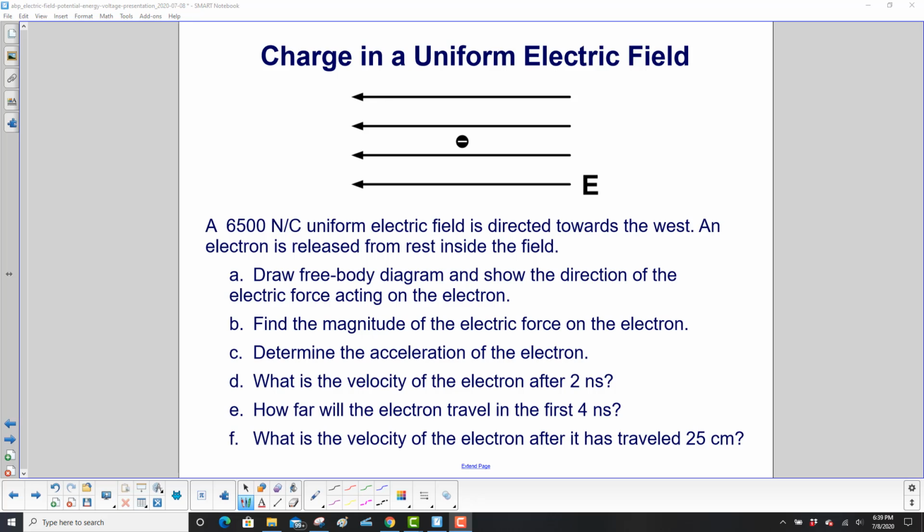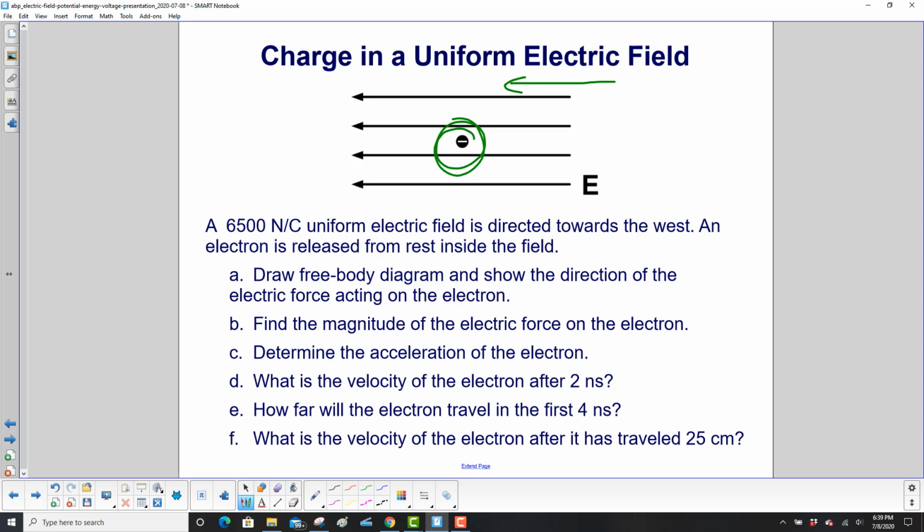A 6,500 Newton per Coulomb uniform electric field is directed to the west, or left, however you want to say it. An electron is released from rest inside the field. There's the negative charge electron.